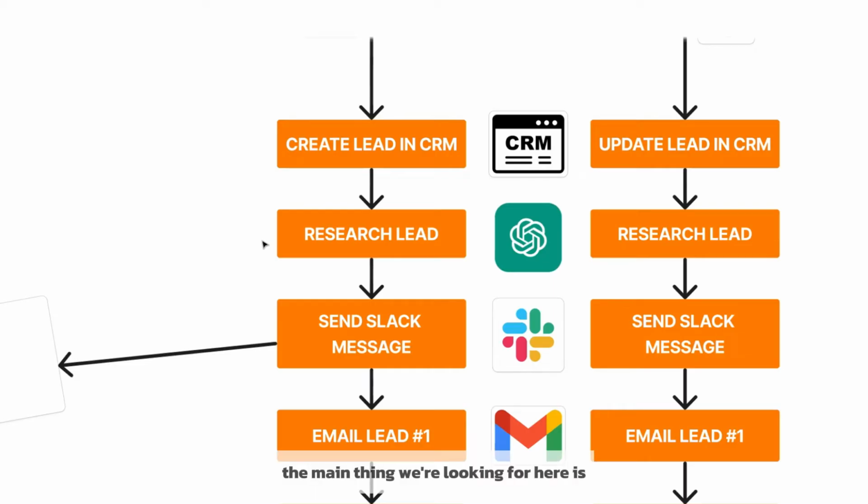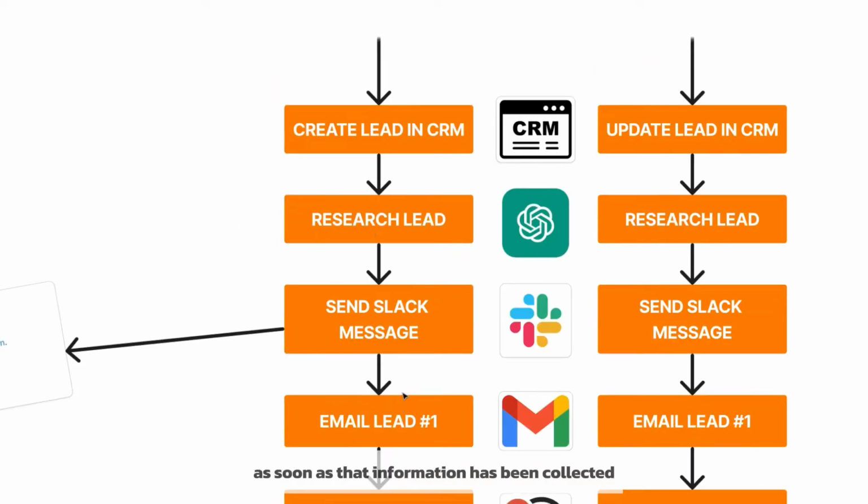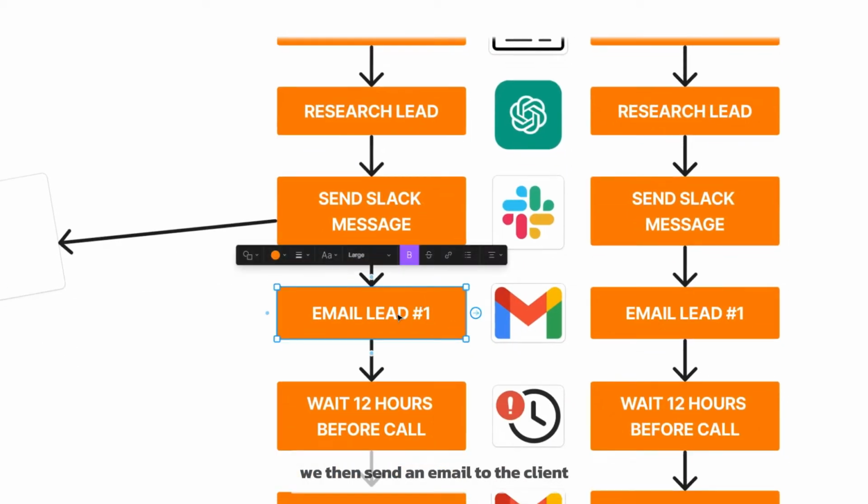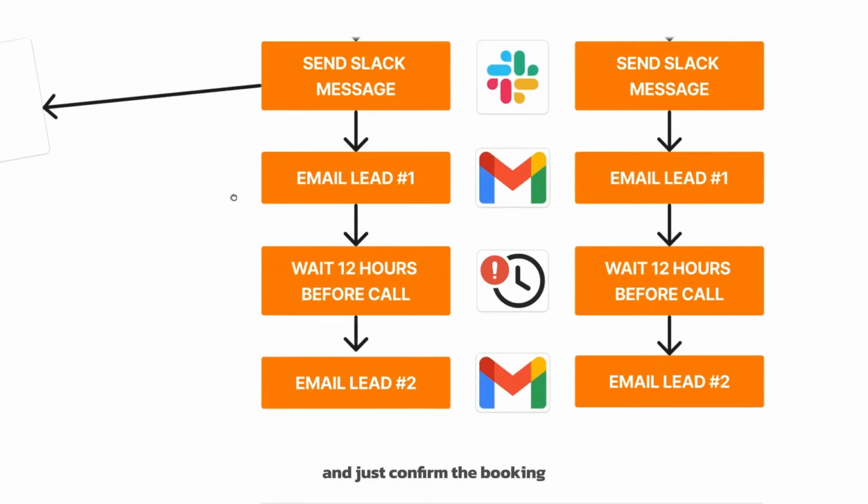The main thing we're looking for here is any information we can find about the company that is relevant to our specific services, which our sales guys can use and leverage within a call to actually close the leads. As soon as that information has been collected, we want to send a Slack message to the team with the information, letting them know they have a sales call booked. We then send an email to the client to warm them up and just confirm the booking. And then we wait 12 hours before the call and use some custom code. We send them a secondary email to actually warm them up.